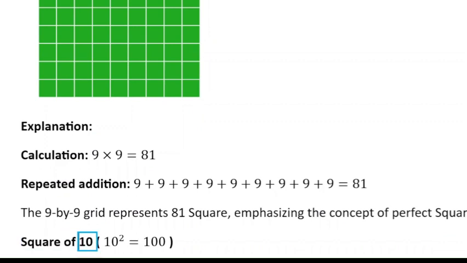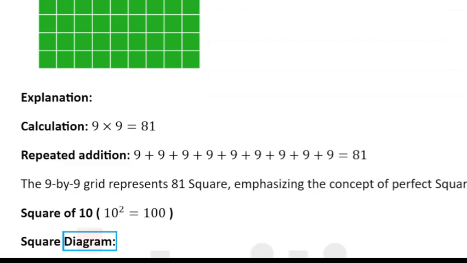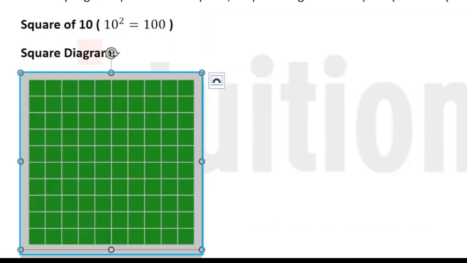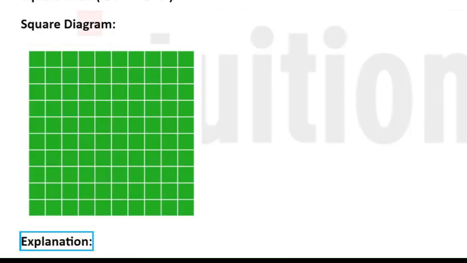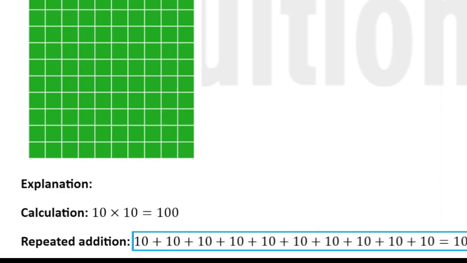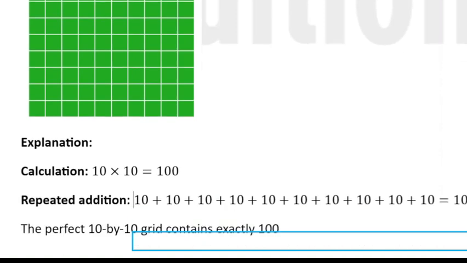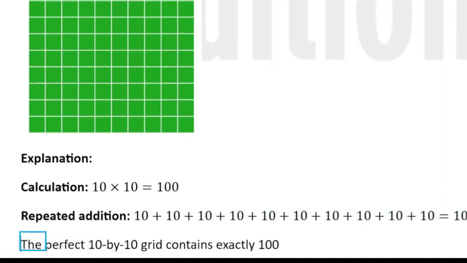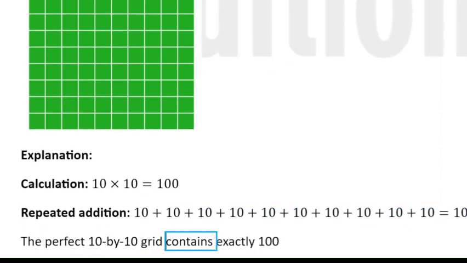Square of 10. 10 squared equals 100. Square diagram. Picture 22. Explanation. Calculation. 10 times 10 equals 100. Repeated addition. 10 plus 10 plus 10 plus 10 plus 10 plus 10 plus 10 plus 10 plus 10 plus 10 equals 100. The perfect 10 by 10 grid contains exactly 100 squares.